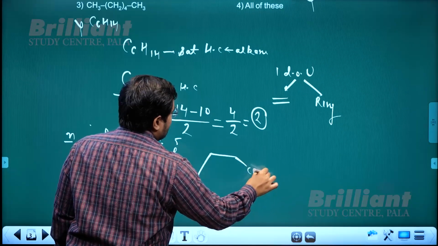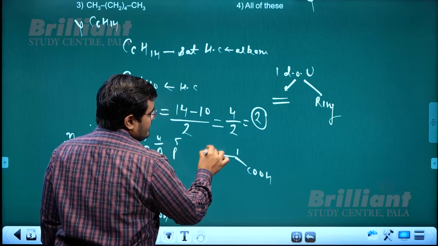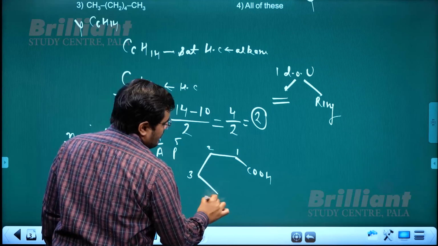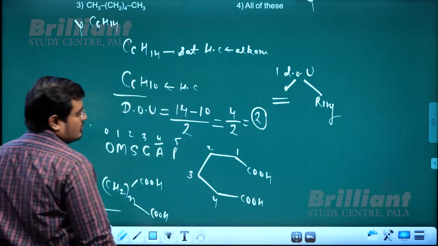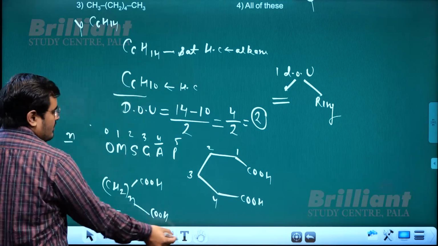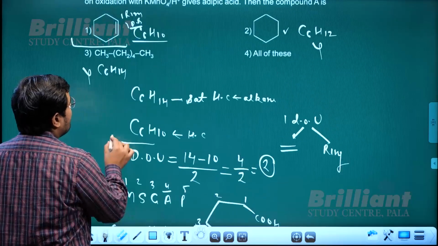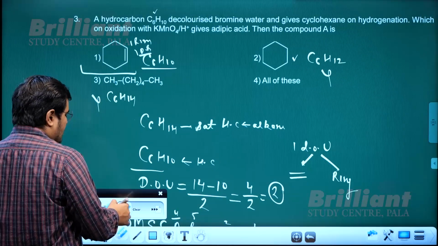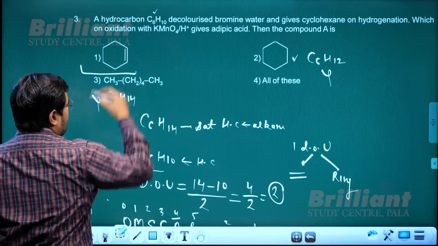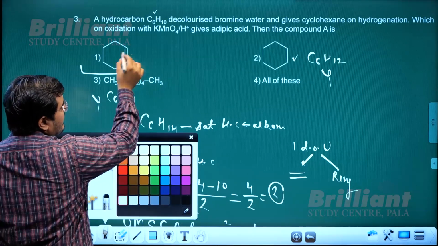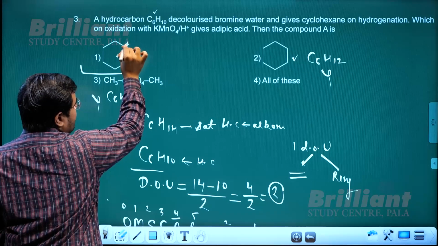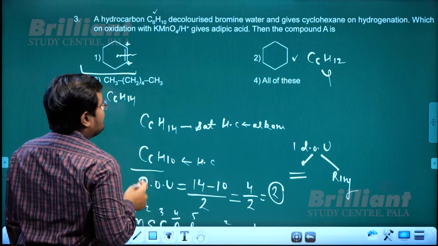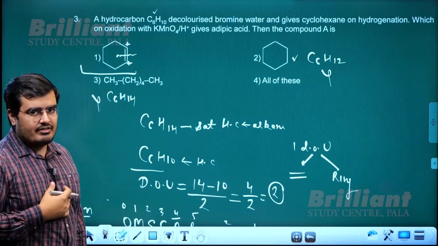So I can say if this is one COOH, there will be a first CH2, second CH2, third CH2, fourth CH2, and COOH. So this is going to be the adipic acid. So let's see whether this alkene on oxidation gives adipic acid or not. We know oxidation using KMnO4 under hot condition is going to oxidize this bond in such a way that it will bring about oxidative cleavage.